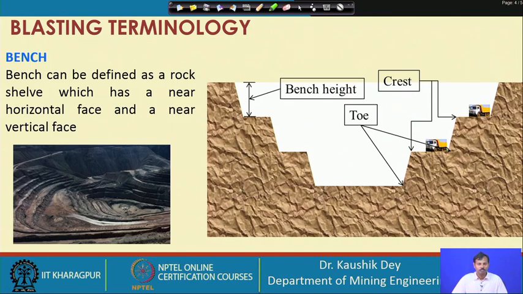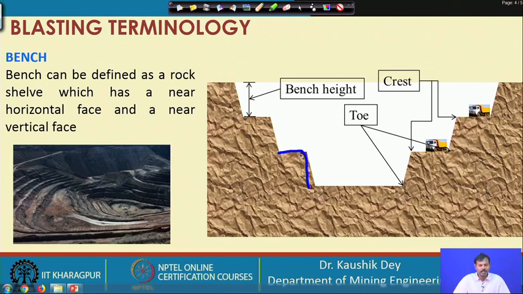So, let us first start with the different blasting terminology. As we carry out blasting, as you have seen in all those blasting videos, the blasting is carried out on the rock mass. How is that rock mass situated? It is situated as shown in the figure, like this, in a tabular form, and this type of rock mass positioning is called a bench. So, what is a bench?